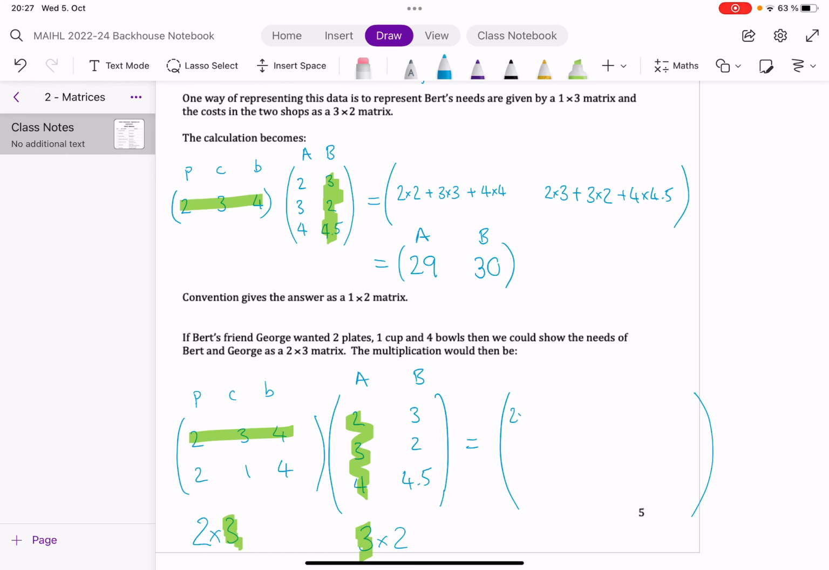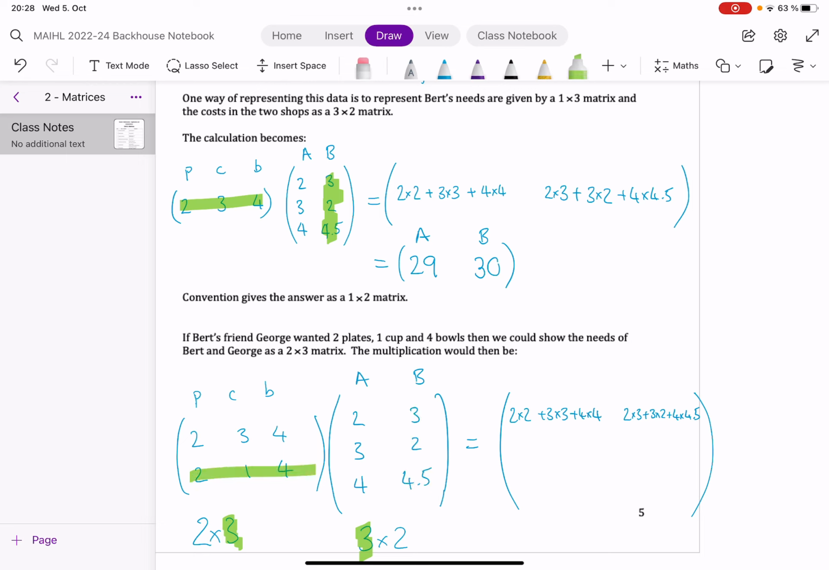Okay, so we already know 2 by 2 plus 3 by 3 plus 4 by 4 is Bert shopping at shop A. Okay, I'm going to move on to first row, second column. It's going to go in the first row and the second column of our answer matrix. So 2 by 3 plus 3 by 2 plus 4 by 4.5. Okay, I've done the first row with all my options in the second matrix. I've got to move on.